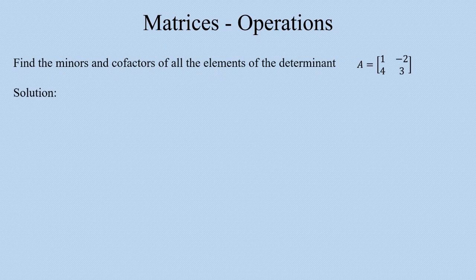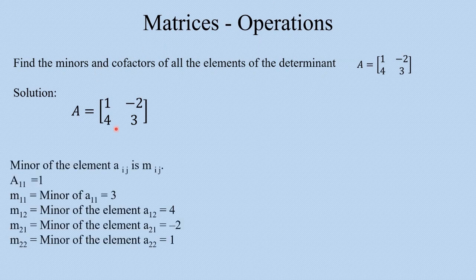Find the minors and cofactors of all the elements of this determinant. Solution. Minor of the element Aij is Mij. A11 is equal to 1. M11 is equal to minor of A11, which is equal to 3. That is, since for M11 the first row and first column are deleted, we get 3.